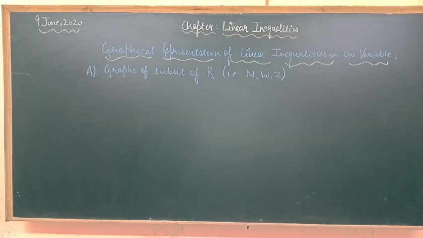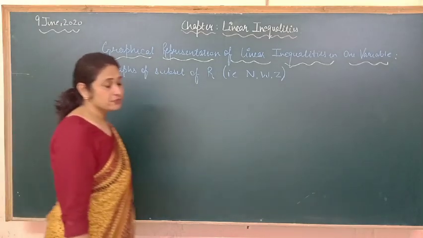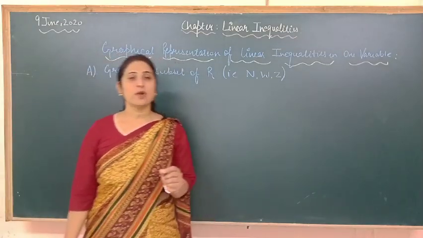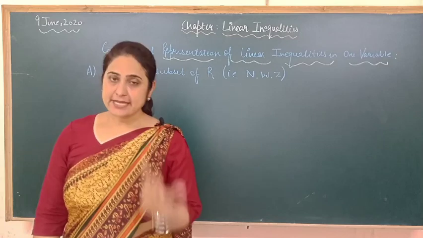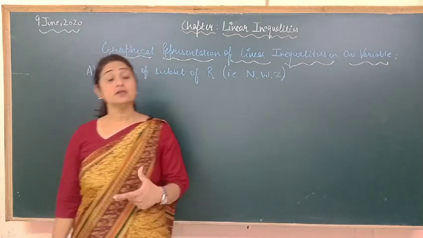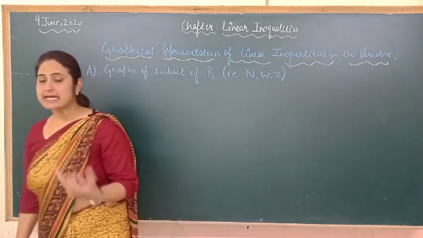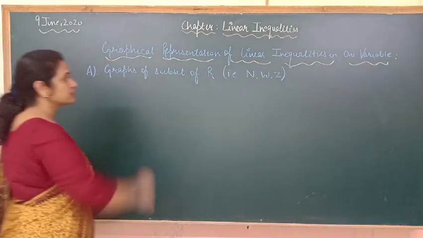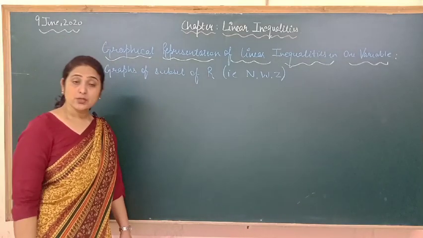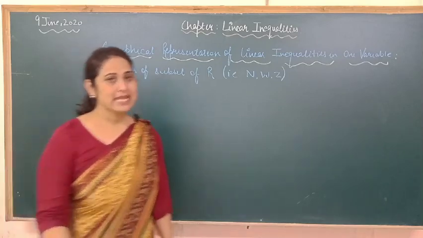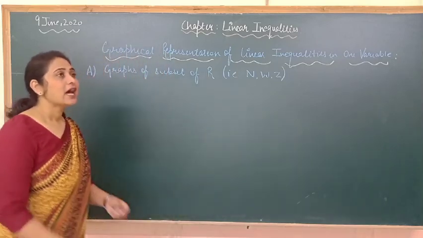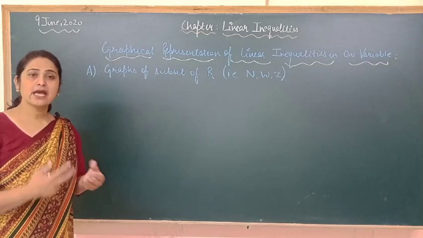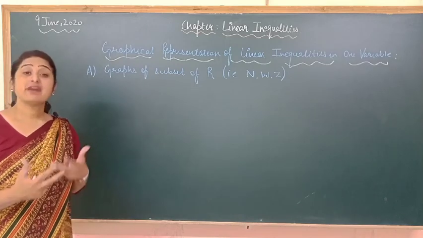Let's do the graphical representation of linear inequalities in one variable. Right now we are doing only inequalities in one variable. Later on we are going to do the inequalities in two variables also. Alright, that is a part of your syllabus. Now first of all, we are going to do the graphs of the subsets of R. Those are natural numbers, whole numbers and integers. Alright, it means how to represent an inequality graphically.